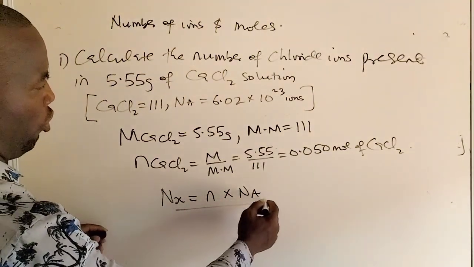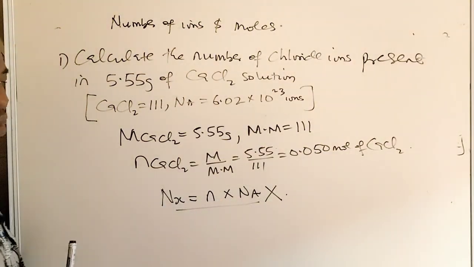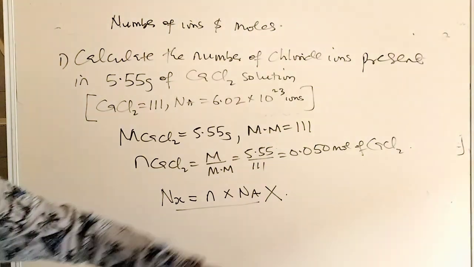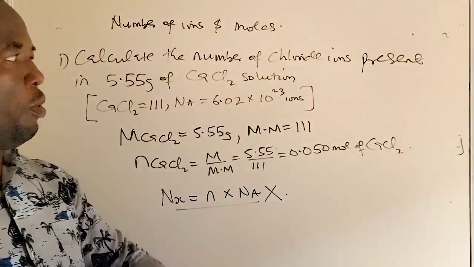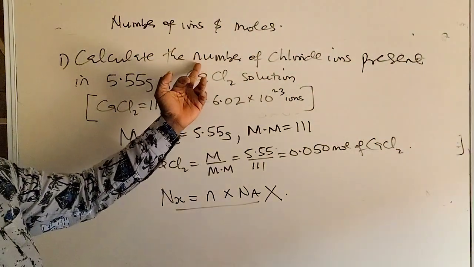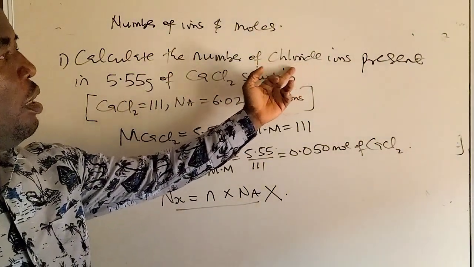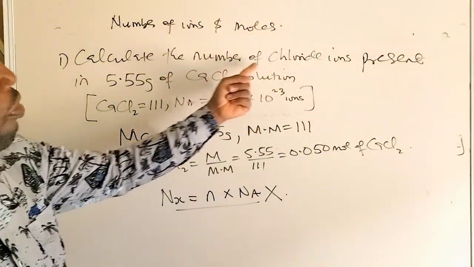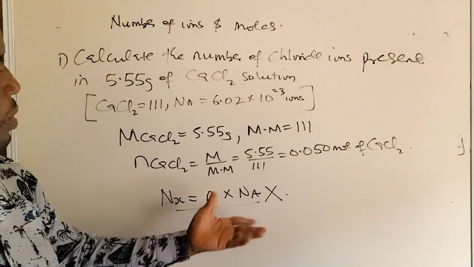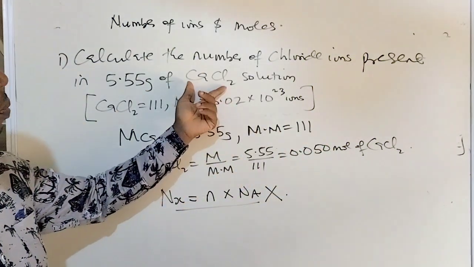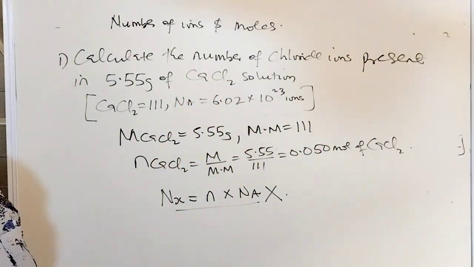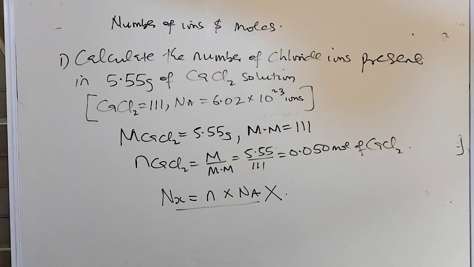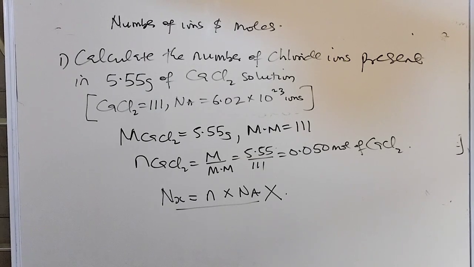If you do it, you're wrong. That is not correct, because this is the number of moles of the compound. But in the question, our interest is in calcium chloride, so our interest is in chloride ions, sorry. What we obtained is the number of moles of the compound. So our interest is in chloride ions. So what do we do? We need to ionize the compound.